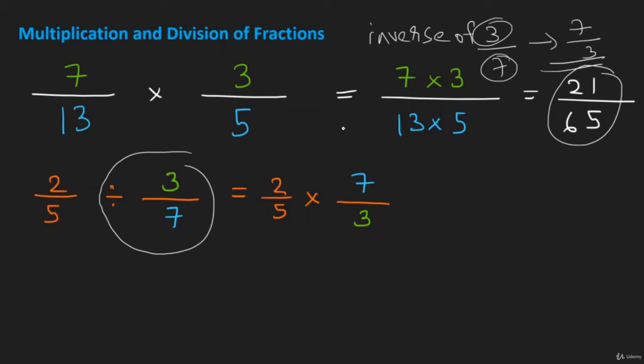And then I apply what we learned over here. This is equal to 14 by 15. 2 into 7 gives me 14. 5 into 3 gives me 15. Now, there's one more interesting way of thinking about this.